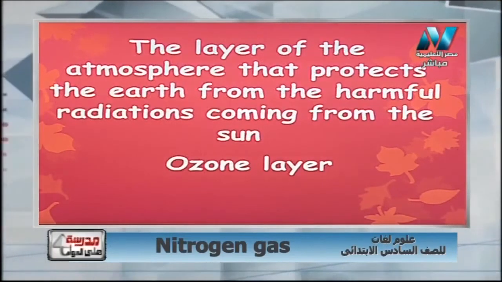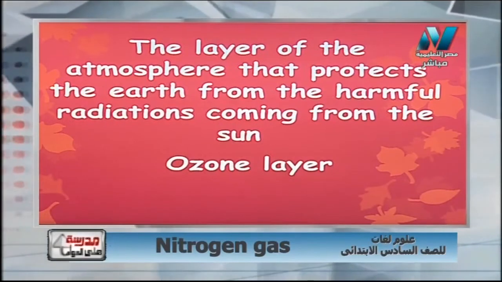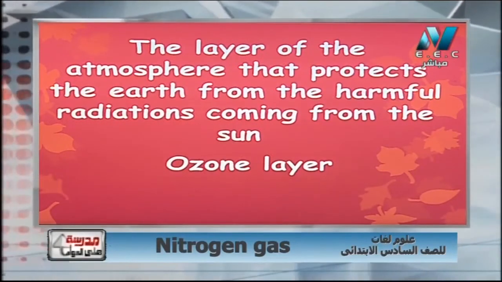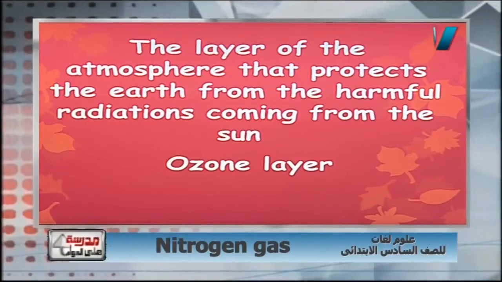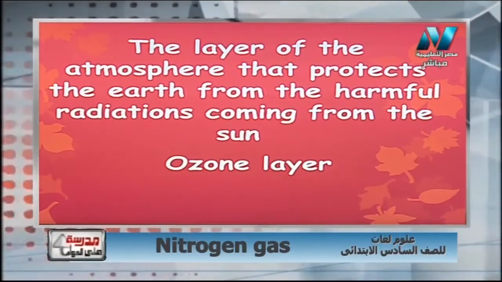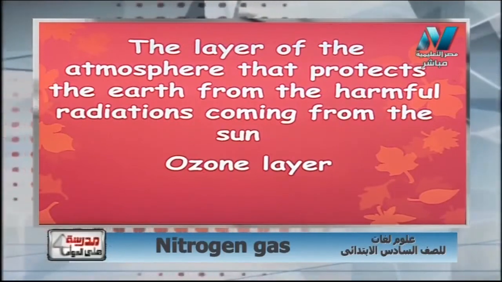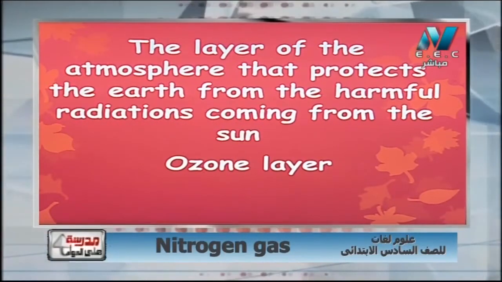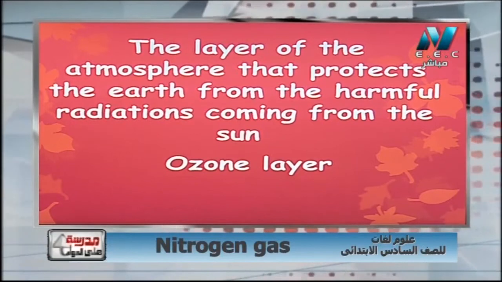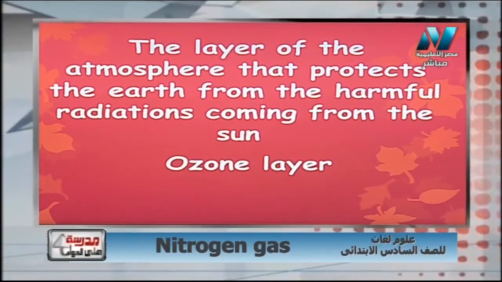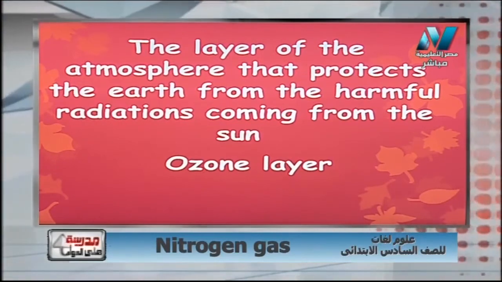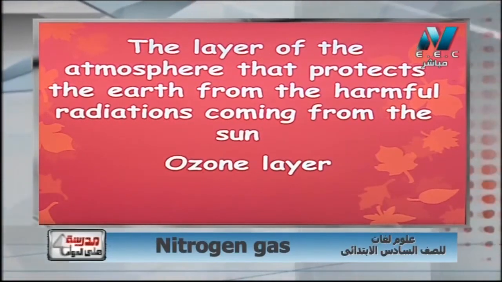The layer of the atmosphere that protects the earth from harmful radiation coming from the sun, it's ozone layer. Again, it's a very important layer طبقة مهمة جدا that found in the atmosphere موجودة في الغلاف الجوي. وإن شاء الله in prep 2 في سنة تانية إعدادي إن شاء الله هندرس بالتفصيل what about ozone layer. هي طبقة مهمة جدا that protects the earth بتحمي الكرة الأرضية كلها from harmful radiation coming from the sun.